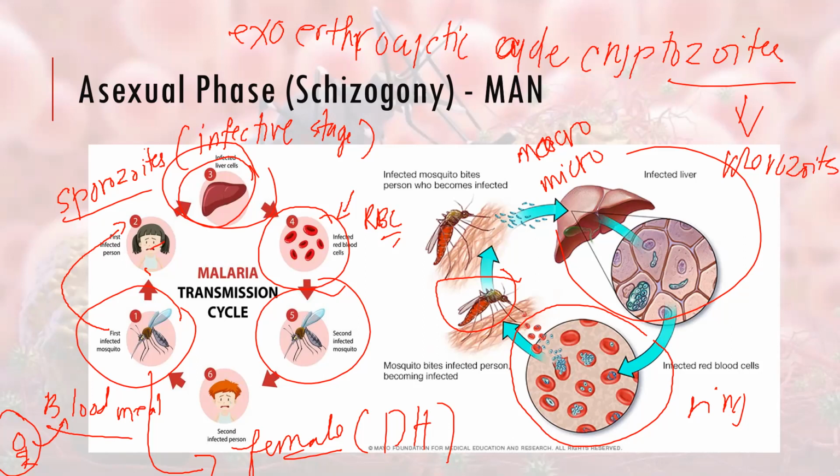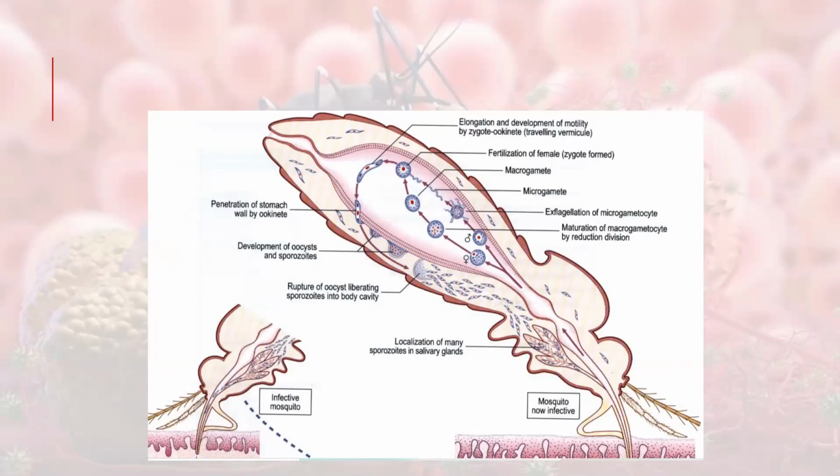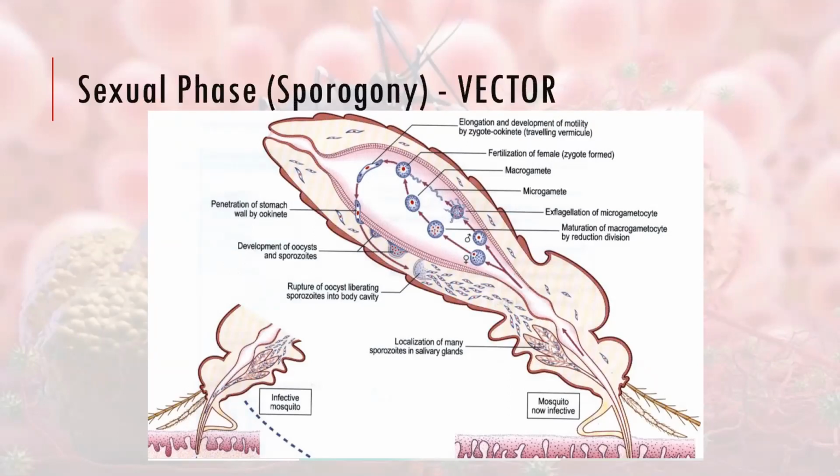And we said that the vector Anopheles mosquito is an important part of the life cycle. Therefore, in the mosquito itself, the sexual phase will occur. Again, the micro and macrogametocytes are ingested by the Anopheles mosquito in the blood meal. What will happen? The gametes will be released in the gut of our mosquito.